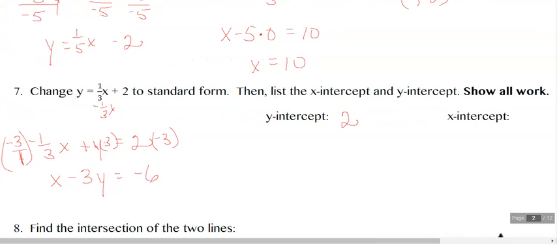So let's go over here to the standard form and set y equal to 0. That's how you find the x-intercept. Just plug in a 0 for y. So the x-intercept equals negative 6.